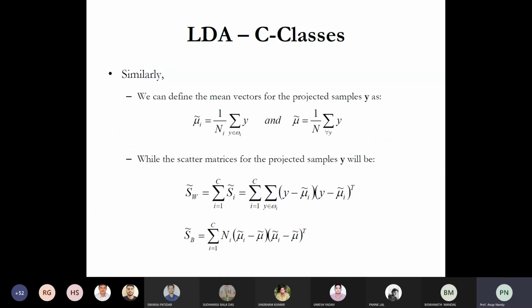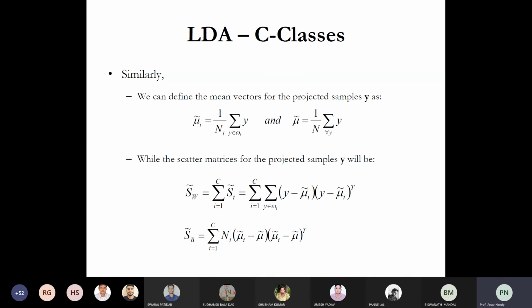Next, you can define the same process. You can define the mean vector for the projected samples of y, which is mu i hat is equal to 1 by Ni, summation of y belonging to wi of y, or mu hat is equal to 1 by n, summation for all i of Ni into mu i hat.